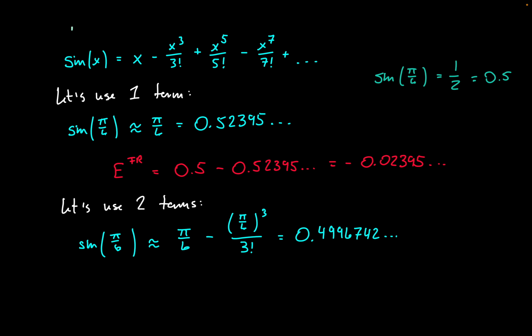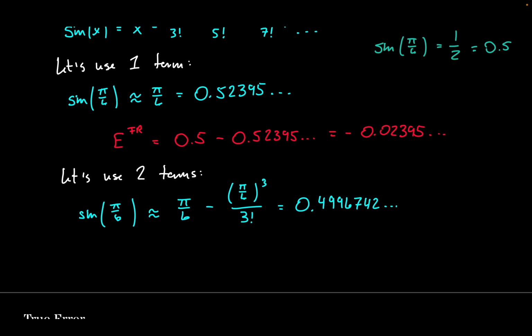0.4996742 dot, dot, dot. So then our truncation error, say e to the tr, will then be equal to our true value, 0.5, minus 0.4996742 dot, dot, dot. So that'll actually equal 0.0003258. So that's already a good bit better because we have a lot less error than the first one.